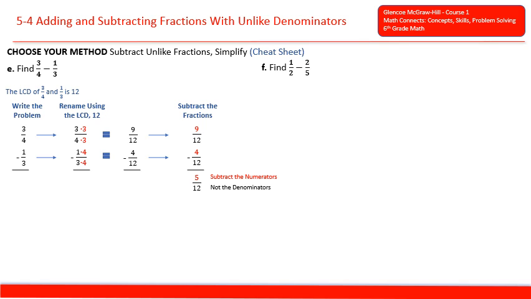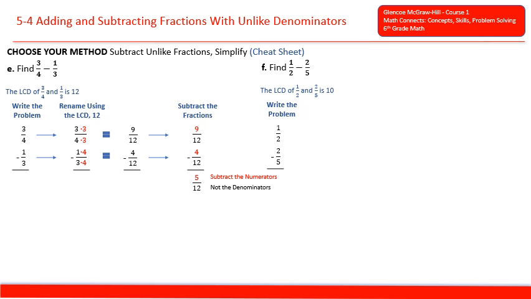And 1/2 minus 2/5. The least common denominator of 1/2 and 2/5 is 10. Hopefully you recognize that 10 is a multiple of both 2 and 5, and that 2 and 5 are both prime numbers, so we can find the least common denominator very quickly by multiplying those together and getting 10.